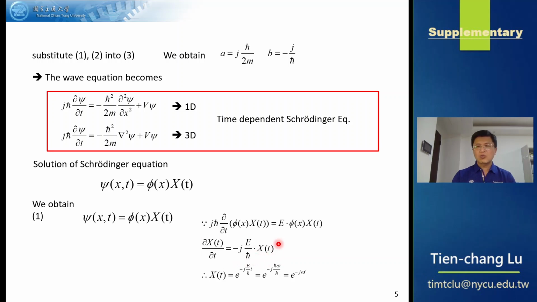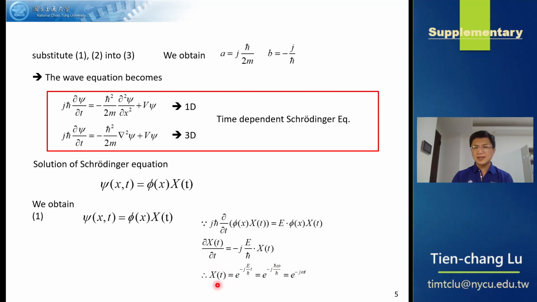Okay, so this one is the first order differential equation, and I suppose you all know that the solution of this X(t) is exponential of minus j times E divided by h bar times t. So it's an exponential function, and we know that E equals h bar omega. Dividing by h bar, we now obtain exponential of minus j omega t.